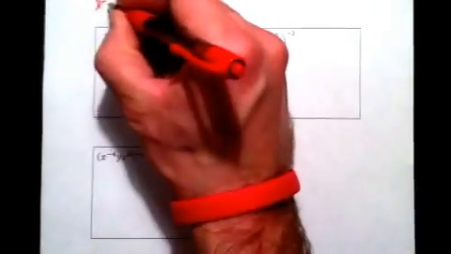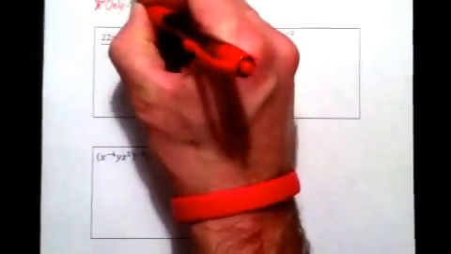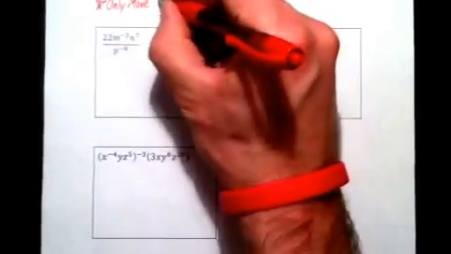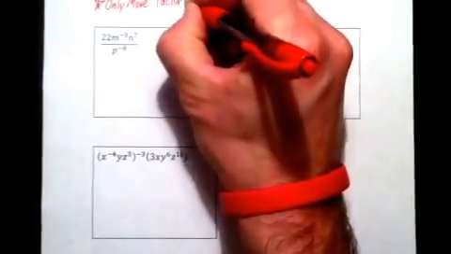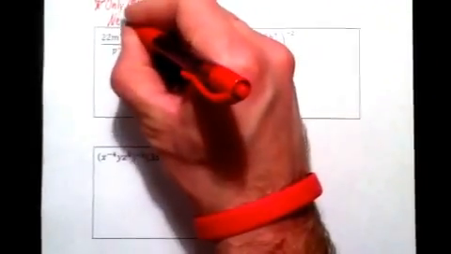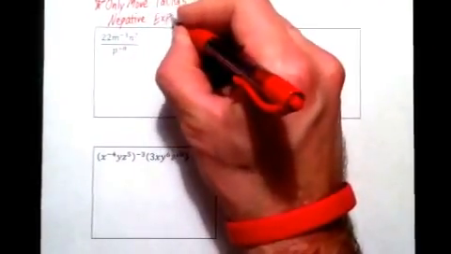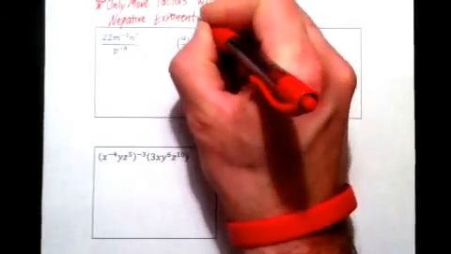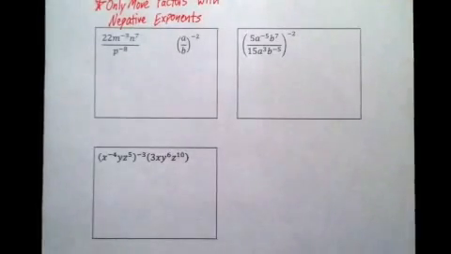When we do have negative exponents, only move the factors with negative exponents. Alright.